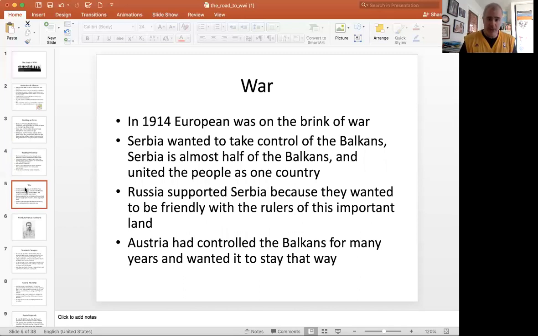So in 1914, Europe was on the brink of war. Serbia wanted to take control of the Balkans. Half of the Balkans is the country of Serbia. Russia, of course, supported the Serbians because they were cousins and Slavic, and they thought they would be friendly. And Austria had been given control. And here we sit. And Europe's what they call a tinderbox, one spark, one small little thing, and the entire continent could be at war, would be at war.